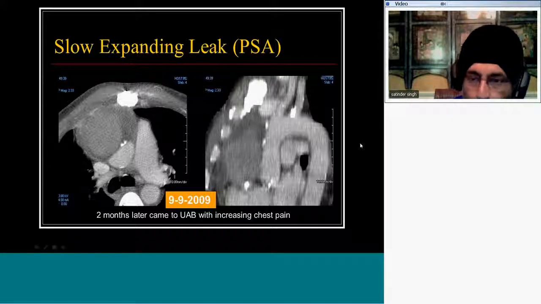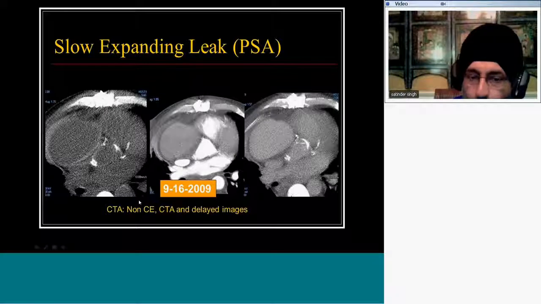So the patient was again sent back, coming back a few days later. This is 9-9, this is 9-16. At this time, we decided that we would do a low-dose non-contrast CT first, followed by a CTA, and then a delayed CT to look for a leak. In fact, if you look, the mass effect has further increased. In fact, there was a slow leak of the contrast, which is better appreciated on the delayed imaging.